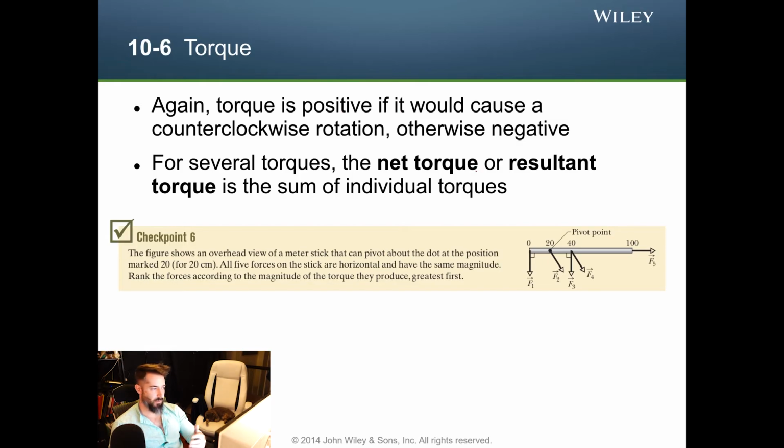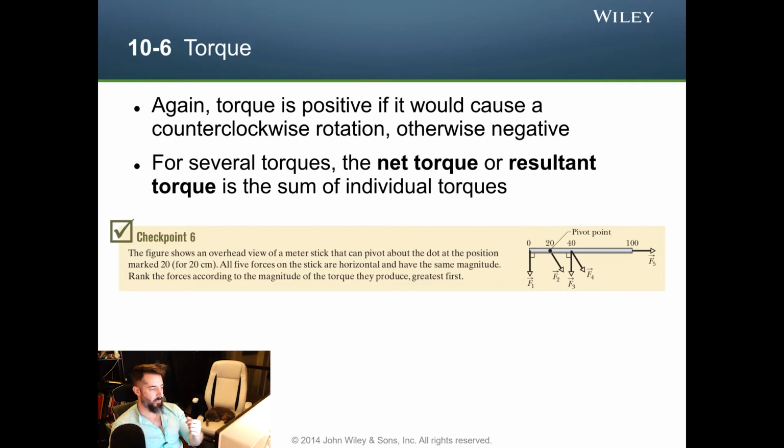So again, they're reminding you that torque is positive when it's counterclockwise and negative when it's clockwise. For several torques, you get a net torque, resultant torque, etc. And then they're doing like a little checkpoint here.